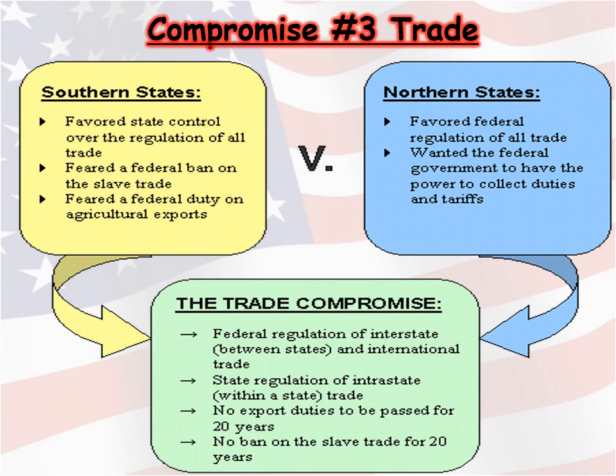Oh, and they also said that they would not have for 20 years any export duties or a ban on the slave trade. And of course, both of those things make who happy? The South, just like federal regulation of interstate trade makes the North happy. So everybody's getting a little something of what they want. Nobody is totally happy, but no one is completely miserable. Okay? Yes, except for the slaves, of course.